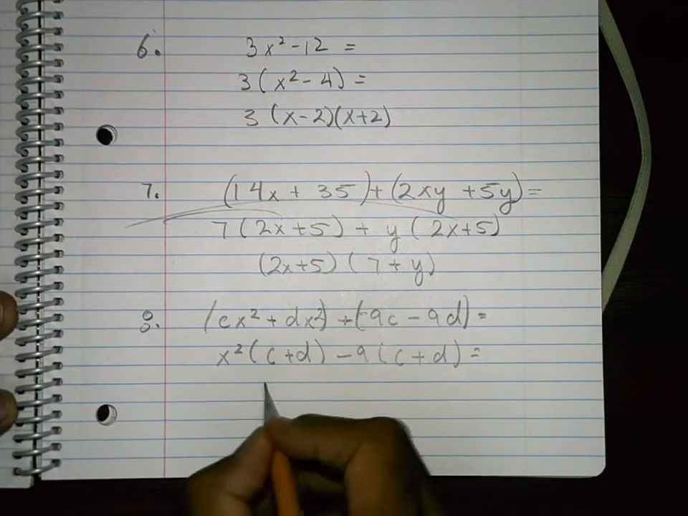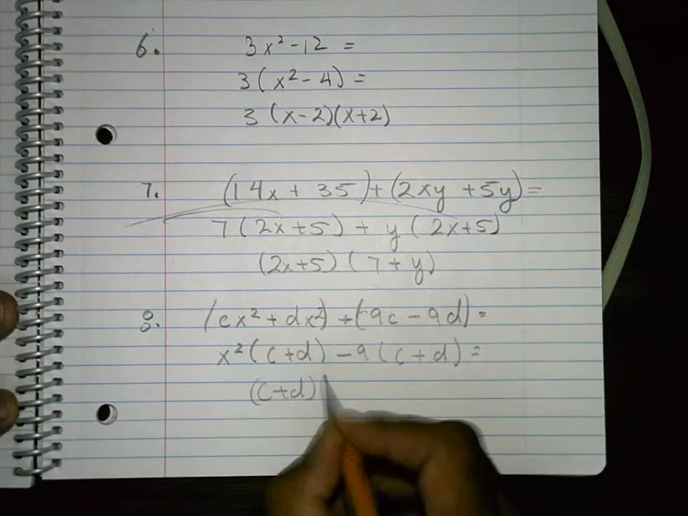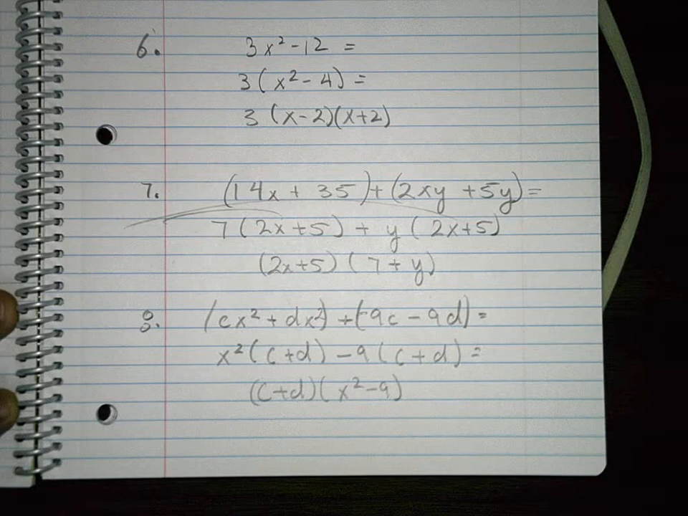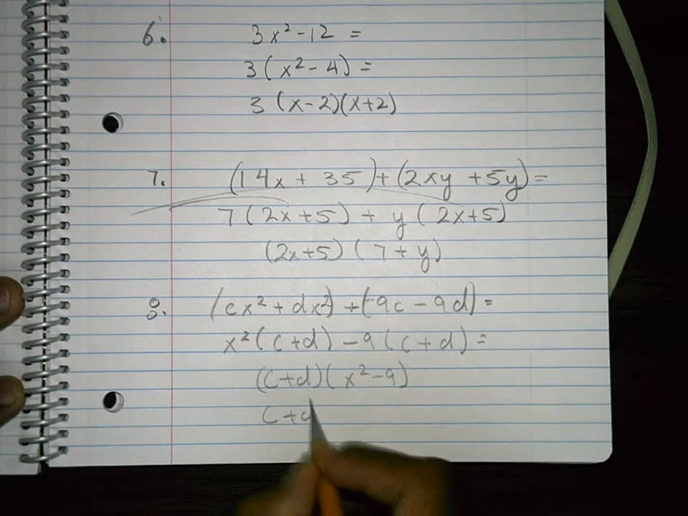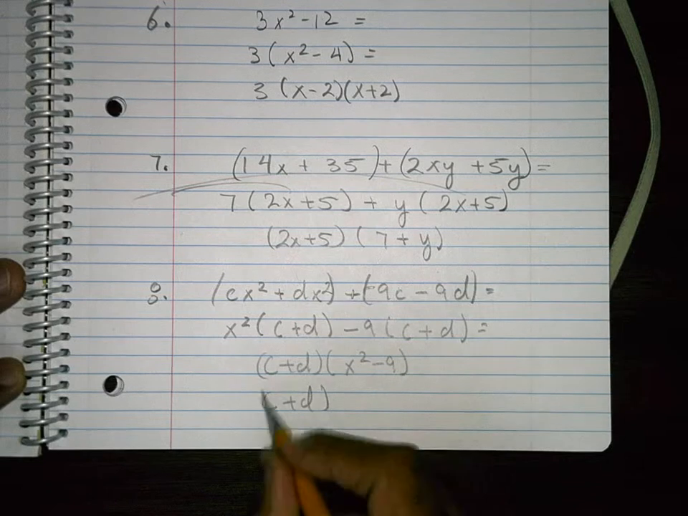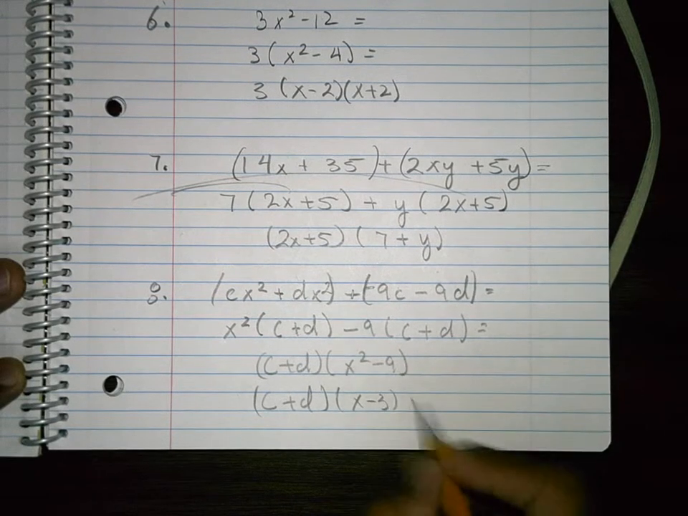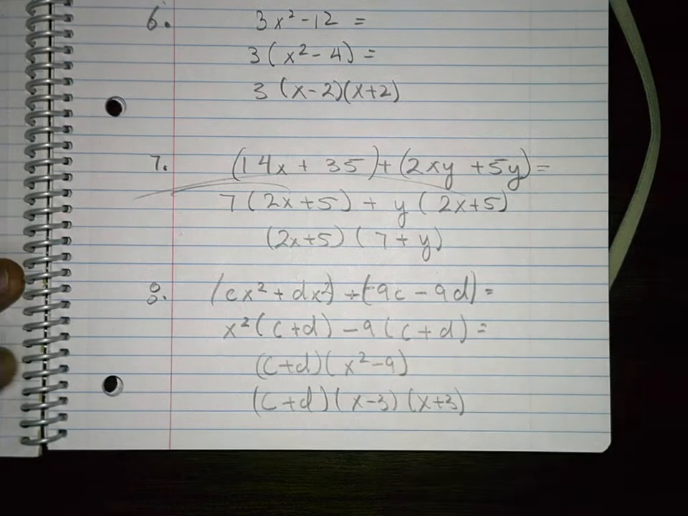And then I go ahead and factor out my c plus d, and leaves me with x squared minus 9. And once again I have another difference of squares, so I got to factor one more time. And there you go.